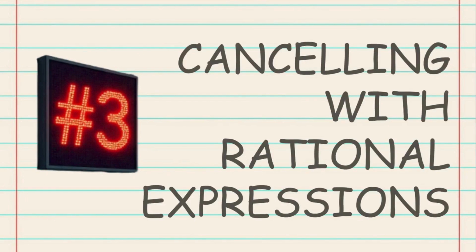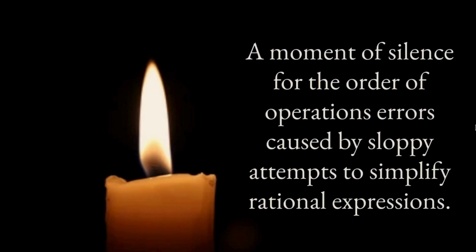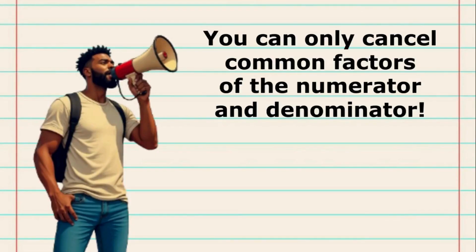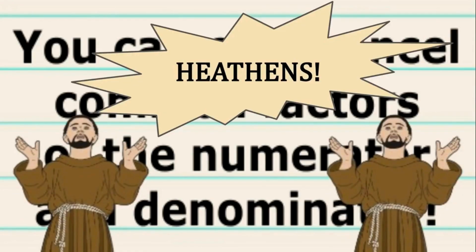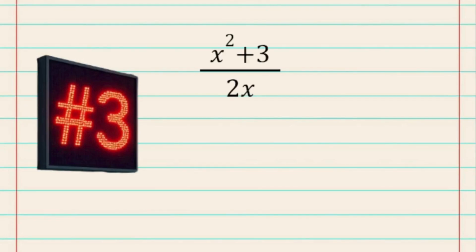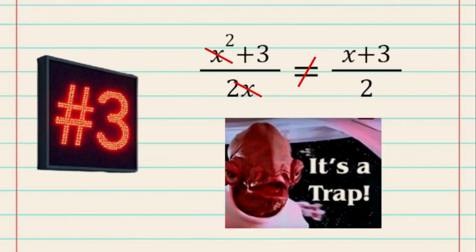What's not so simple for many students is how to avoid our third and final error: canceling with rational expressions. But before we begin, a moment of silence for the order of operations errors caused by sloppy attempts to simplify rational expressions. Attention math doers everywhere. You can only cancel common factors of the numerator and denominator. Do this or face the wrath of the monks.